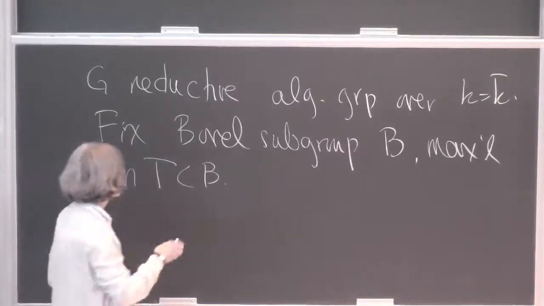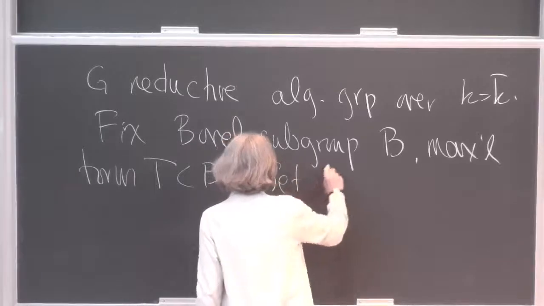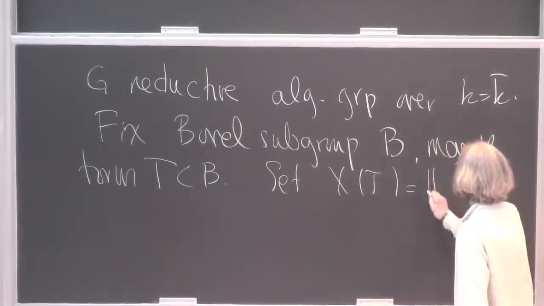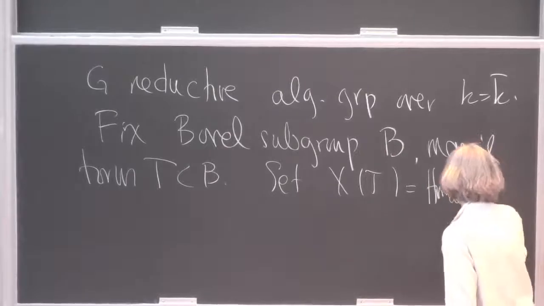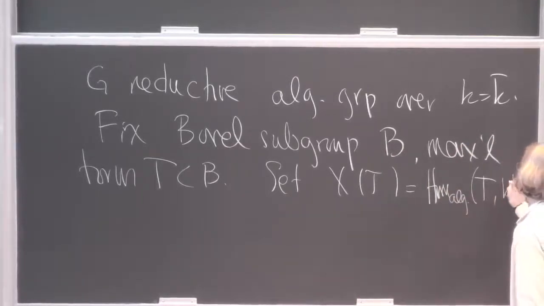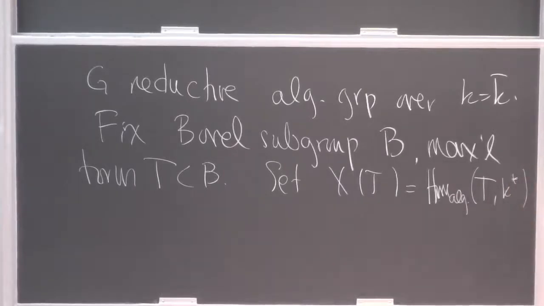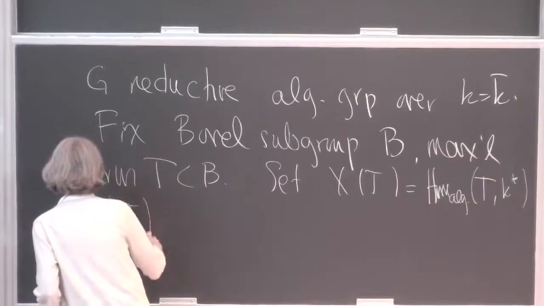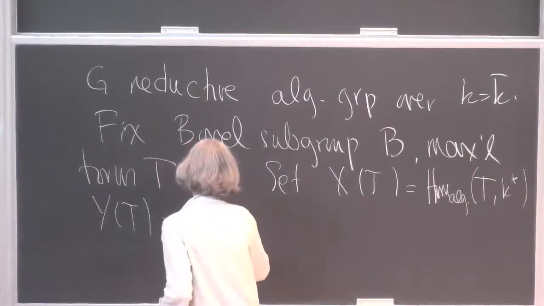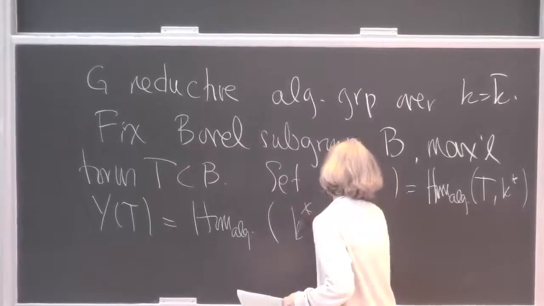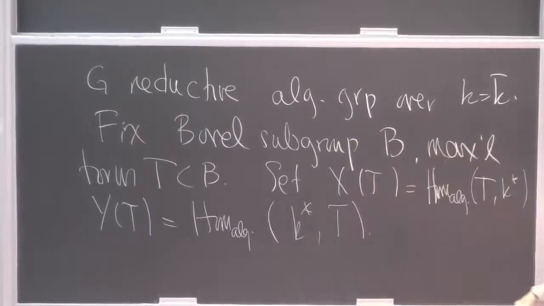So set X of T to be the character group of the torus. So that's the algebraic group homomorphisms from T into the multiplicative group of the field. And Y of T to be the homomorphisms that go the other way. So that's the homomorphisms, again algebraic, from the multiplicative group of the field into the torus.